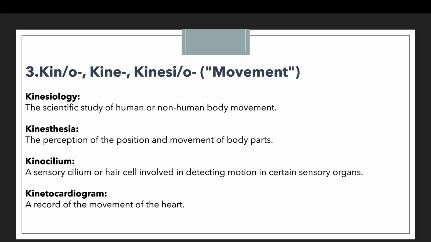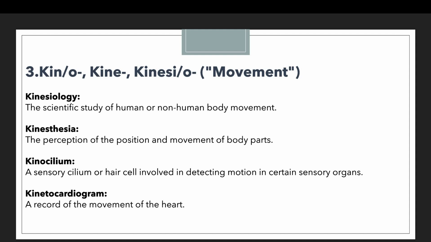Okay. Then we have kinesthesia. What is kinesthesia? The perception of position and movement of body parts. Again, this is something related to movement, so that's why we are using the prefix. Got it. Now we have kinocilium. Now what is kinocilium? This is a sensory cilium, or you can say hair cell, involved in detecting motion in certain sensory organs. So when we want to detect motion in a sensory organ, we use a sensory cilium or hair cell, and to represent this we use the terminology kinocilium, which is composed of the prefix kino.